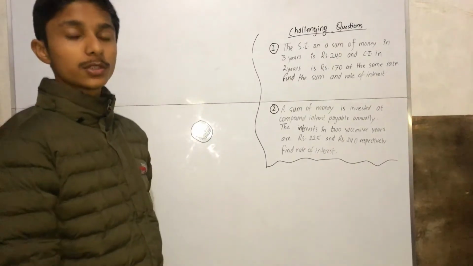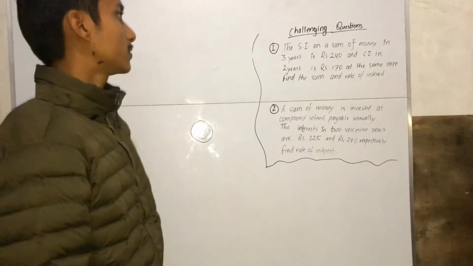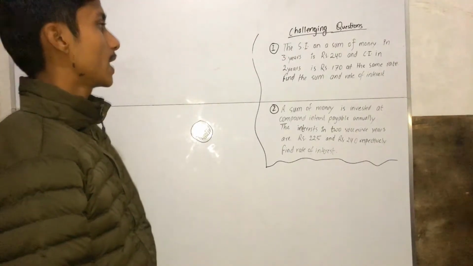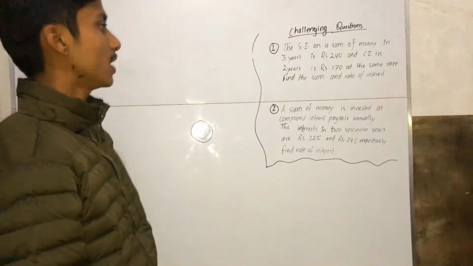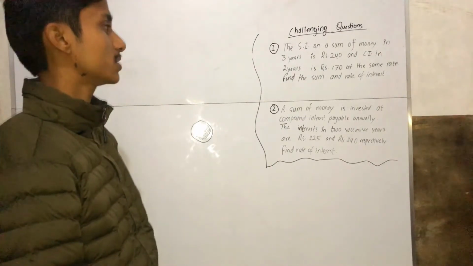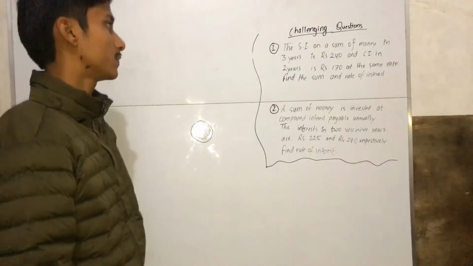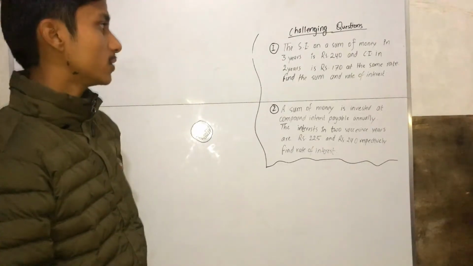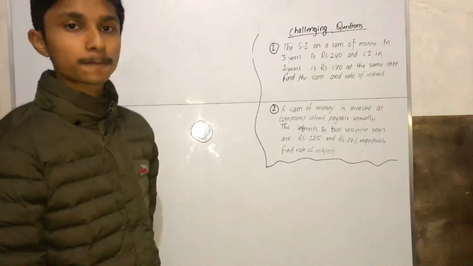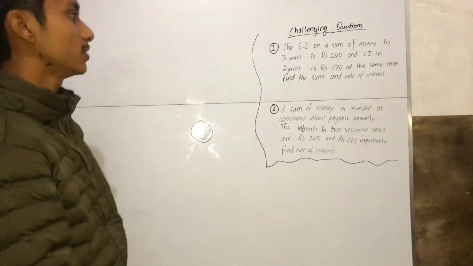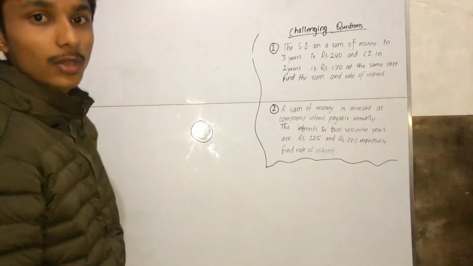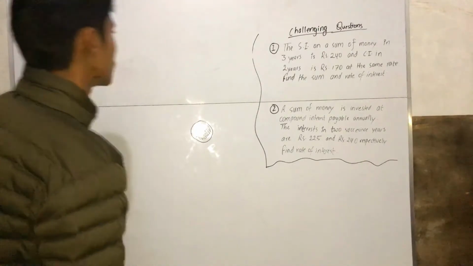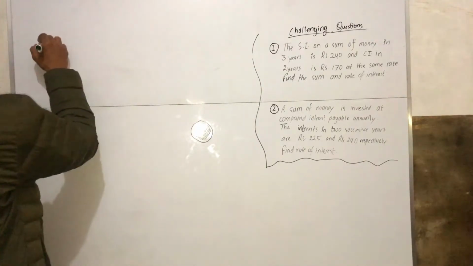Here your first question says the SI on a sum of money in 3 years is Rs 240 and CI in 2 years is Rs 170 at the same rate, meaning the rate of SI and CI is the same. Find the sum and rate of interest. These are not tough questions. All you have to do is understand the language. So let's start our solution.